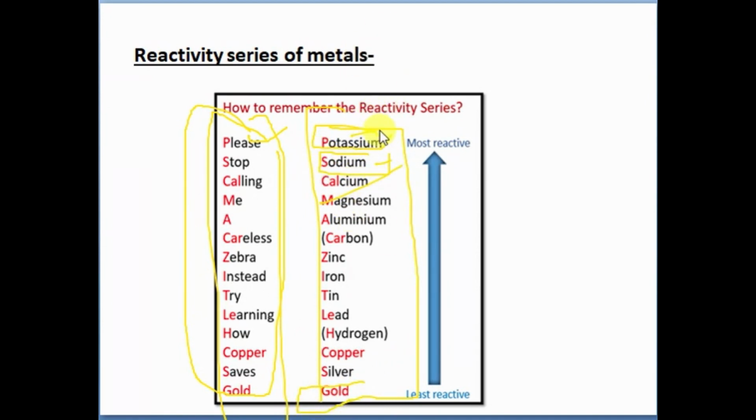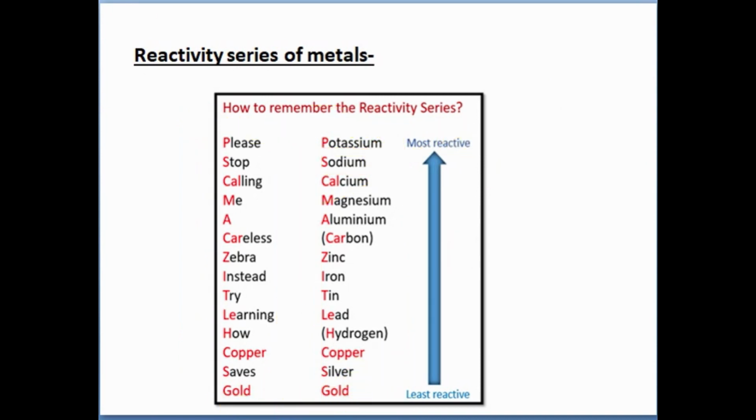Because potassium is most reactive, that is why we don't store it normally. You will not find potassium and sodium anywhere and everywhere. You will always find them in kerosene, because normally they react with the atmosphere and explode. That is the reason why we store them in kerosene. And then we have gold, which is the least reactive. Silver and copper are also least reactive, and that is why we use them in ornaments.